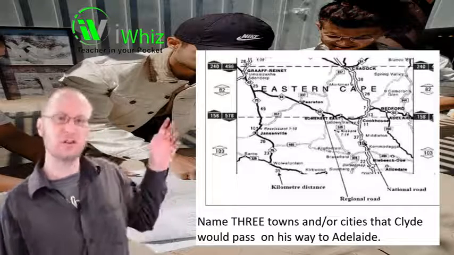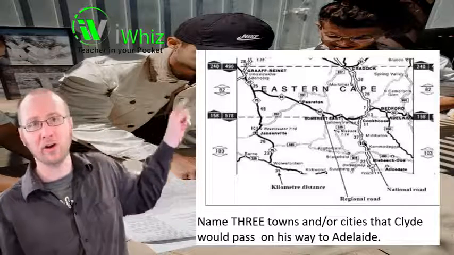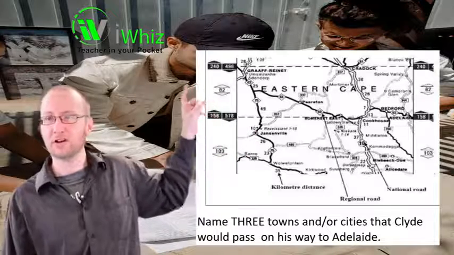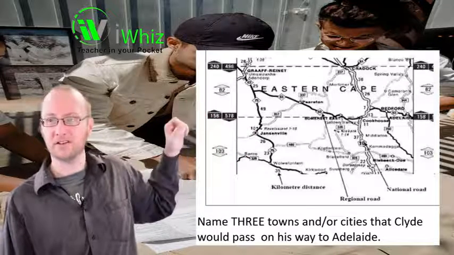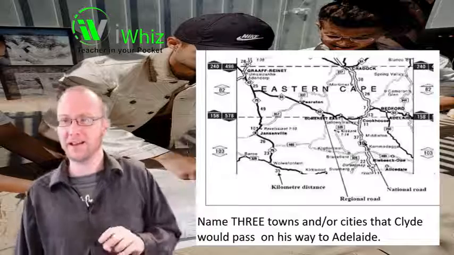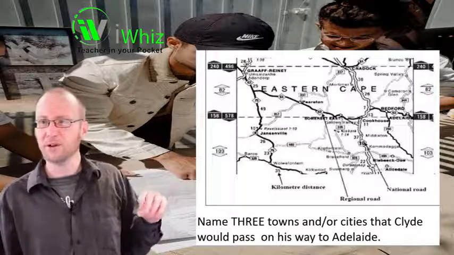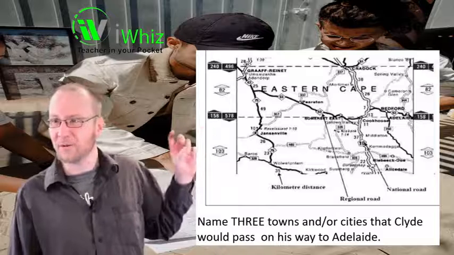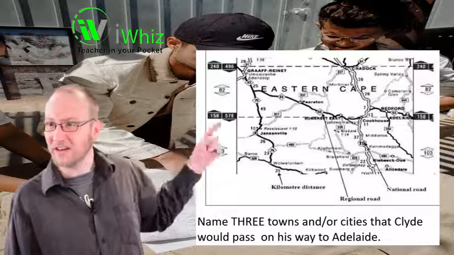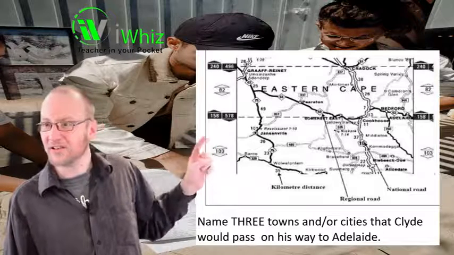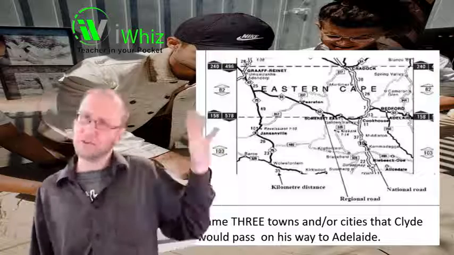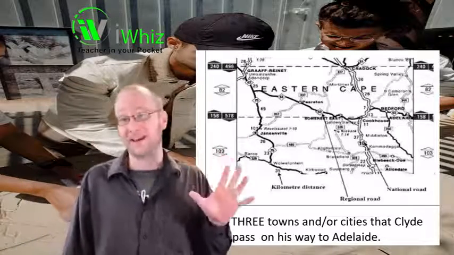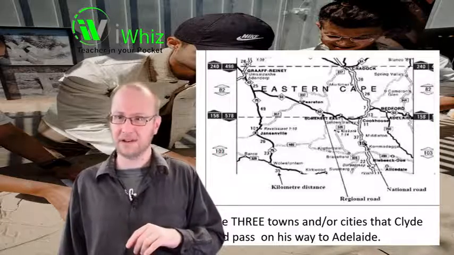Okay guys, so we're going to have a look at the map and follow the route that he'll take from Graaff-Reinet through to Adelaide, and we find he'll go through a few cities and towns. So you could have said Pearston, Somerset East, Cookhouse, and Bedford. There are a few more you might mention there as well, as long as he does go through those 3 towns. Okay, next question.